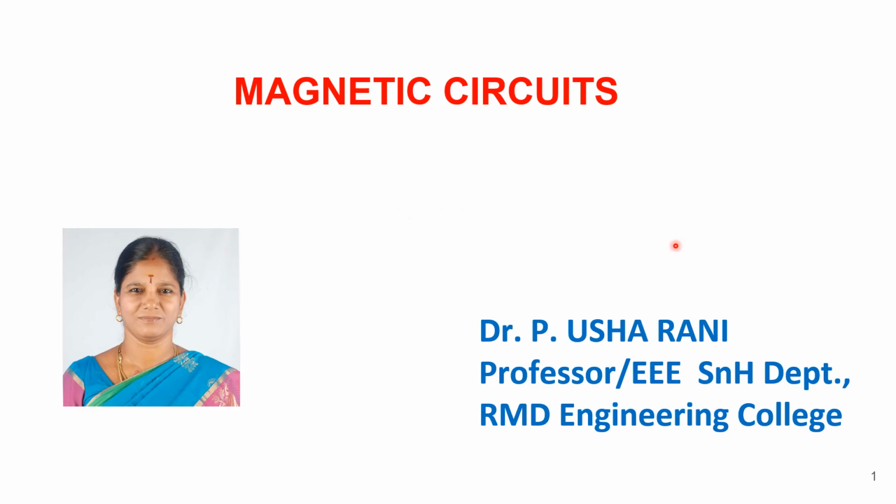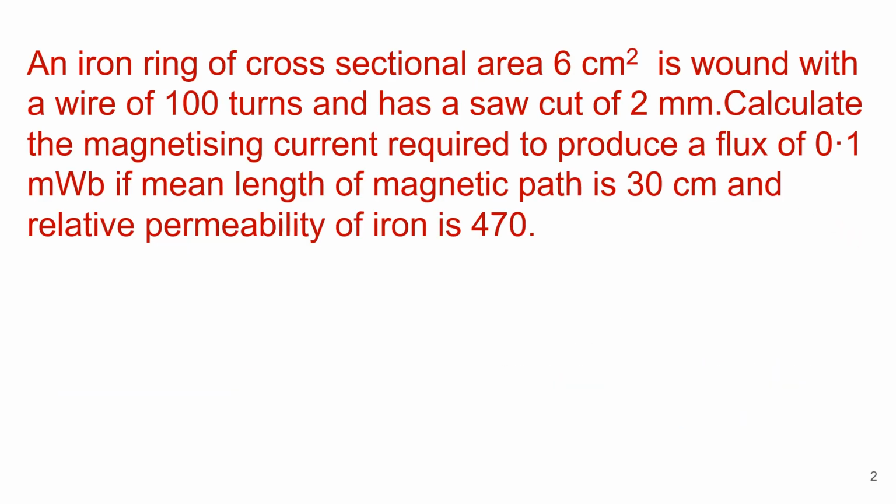I am going to present about the topic of magnetic circuits. In the magnetic circuit, if they are asking for the magnetizing current required, we have to work it out from the ampere turns. Ampere turns required, if you know, we can divide that by the number of turns. So I have taken the formula of ampere turns required as H into L divided by N. If you take that, we can find the magnetizing current.